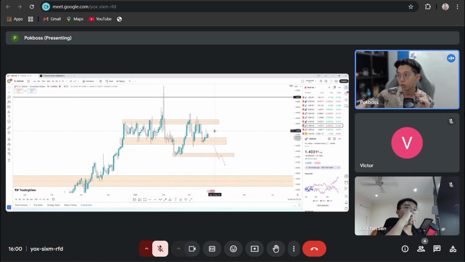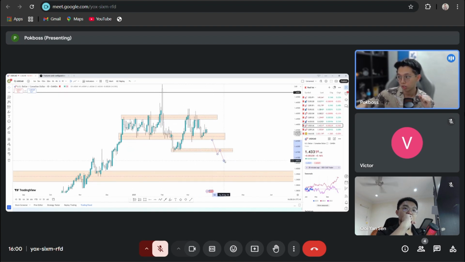Just wait patiently. Wait for it to break up, test this zone, and show me the candle confirmation, like in the day time frame or 4 hour time frame. You get the candle confirmation, then I will enter the trade.